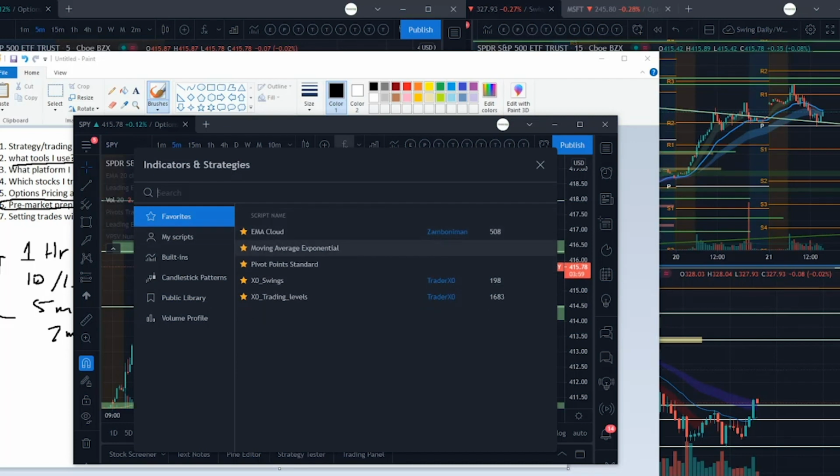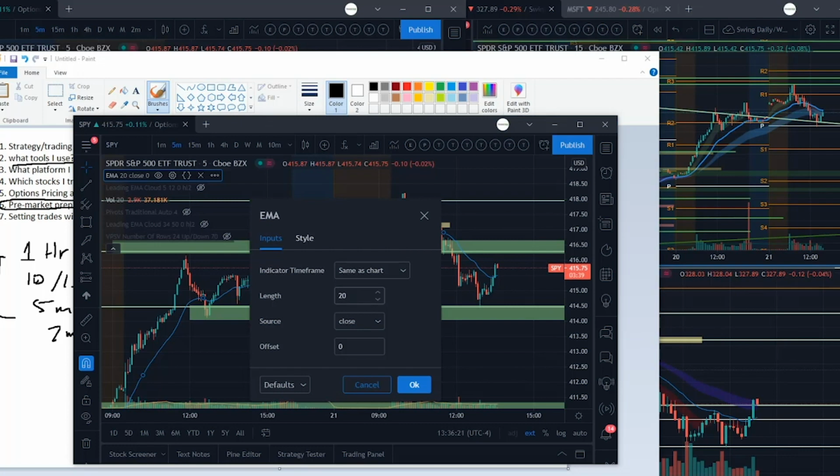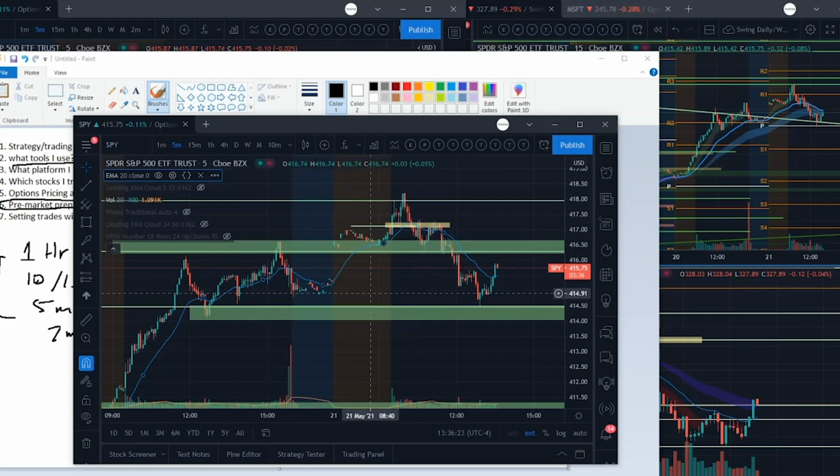So I use the moving average exponential, I use a pivot point standard, and the only thing that I change about the moving average exponential is the length and time, and I'll use the EMA cloud by Zamboni Man. So let me just go over these. If I unhide my EMA exponential, just the 20-day EMA right here, I use this mainly on a 5-minute chart. I'll also use it on a daily chart as well. I'll use it on an hourly chart, but mainly on a 5-minute chart.